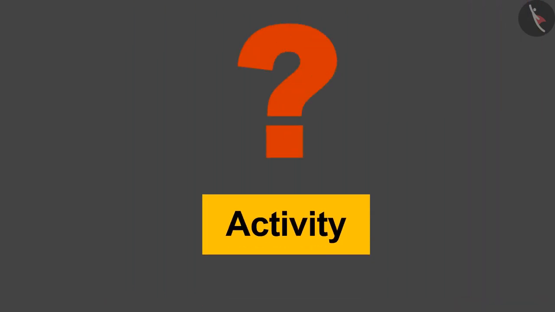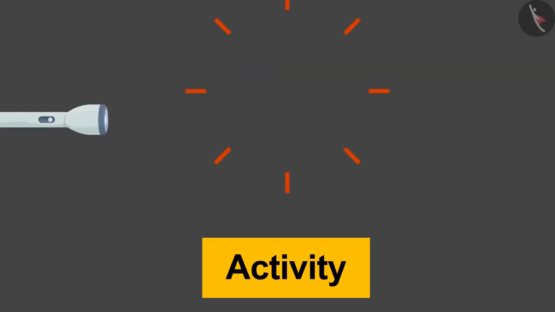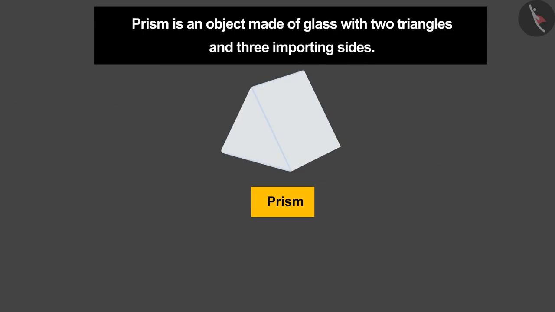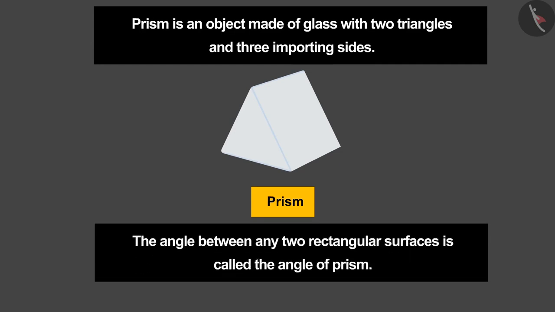To find the answer to the first question, let's do this activity. To do this activity, we need a source of white light and a prism. A prism is an object made up of glass with two triangular bases and three rectangular sides. The angle between any two rectangular surfaces is called the angle of prism.